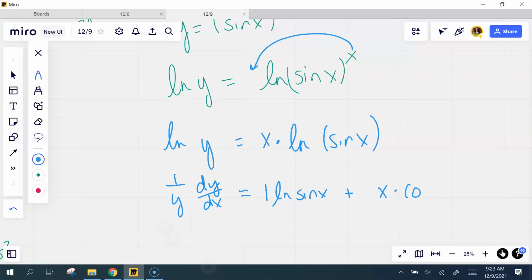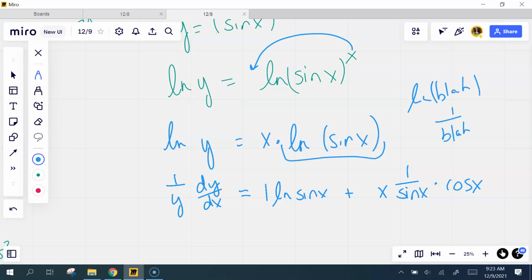Oh, yeah, no, wait. 1 over sine x times cosine x. The derivative of a log of blah would be 1 over blah times the derivative of blah.